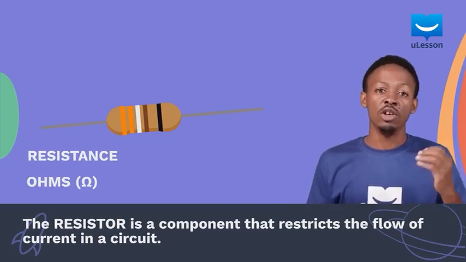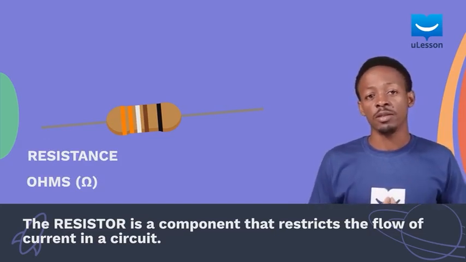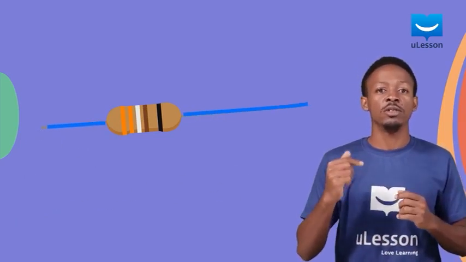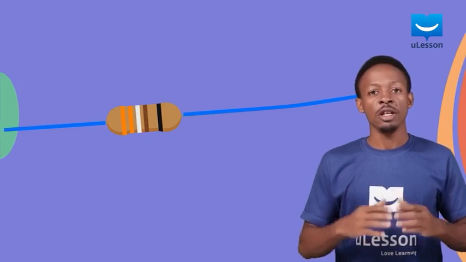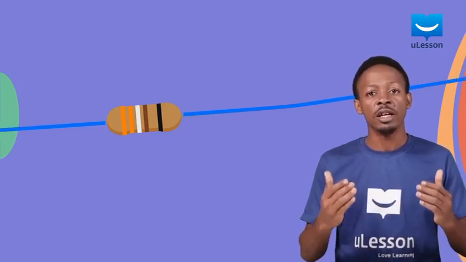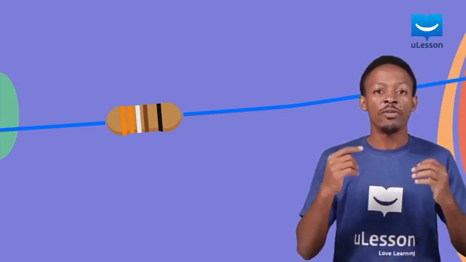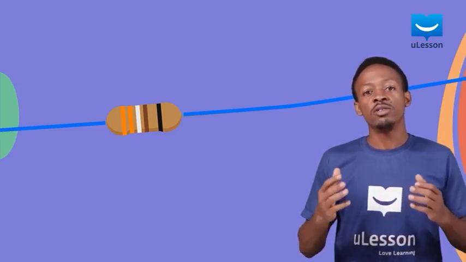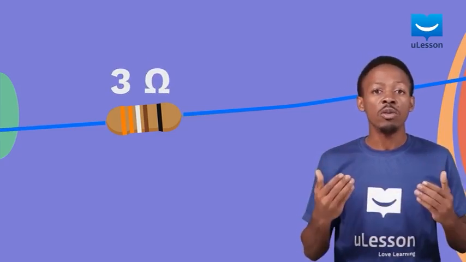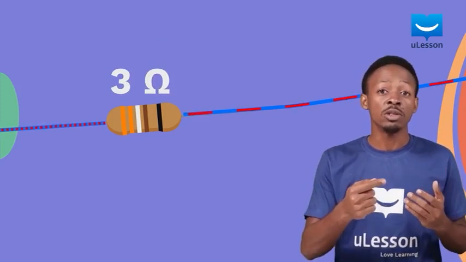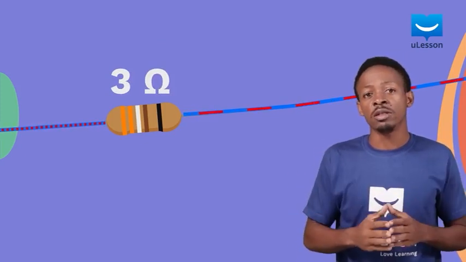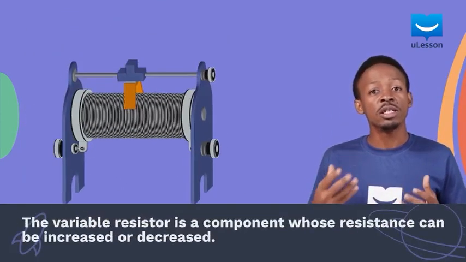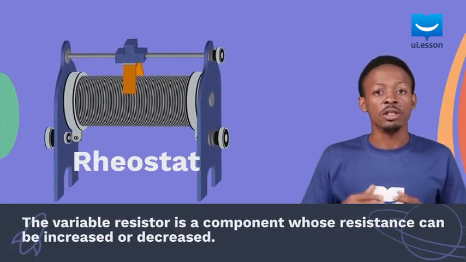Resistors can either have a known or a variable resistance. A standard resistor provides a constant amount of resistance in a circuit. It is usually made of a specific length of resistant material with a fixed resistance value. For instance, a standard resistor of 3 ohms will always provide a resistance of 3 ohms when it's connected to any circuit. The variable resistor is a component whose resistance can be increased or decreased.